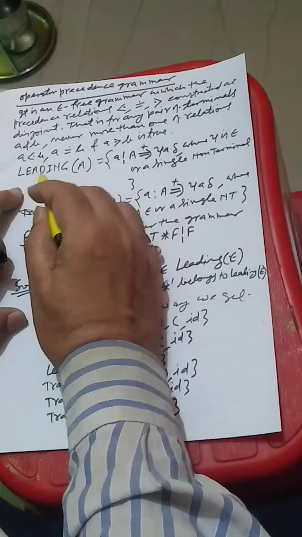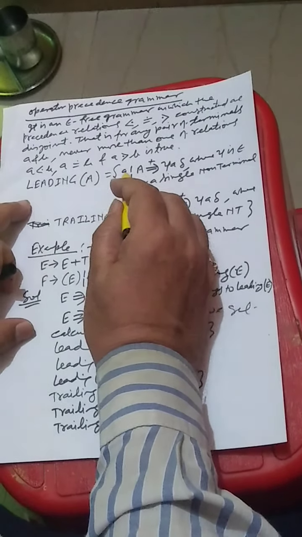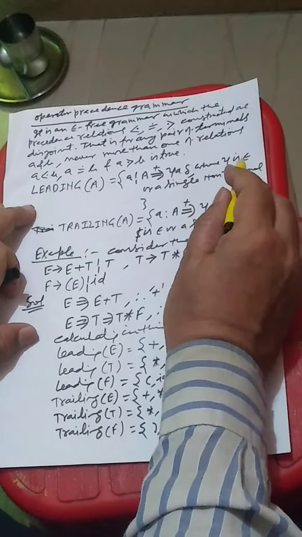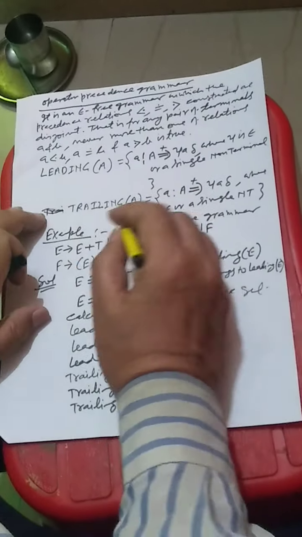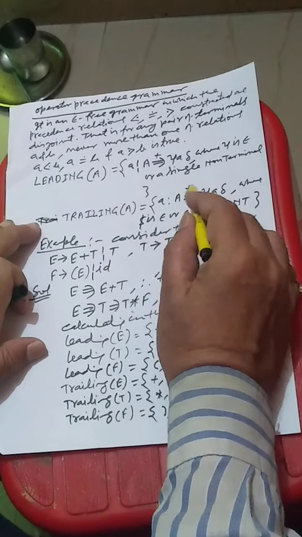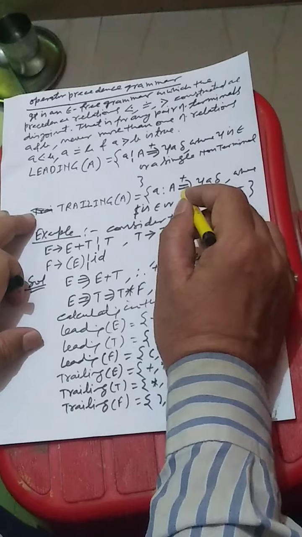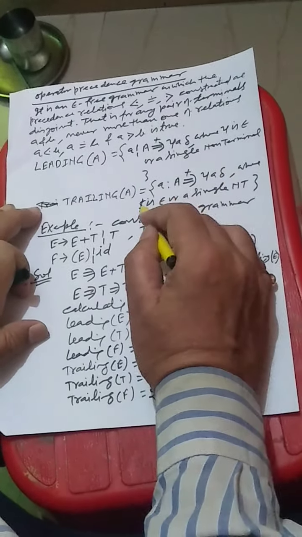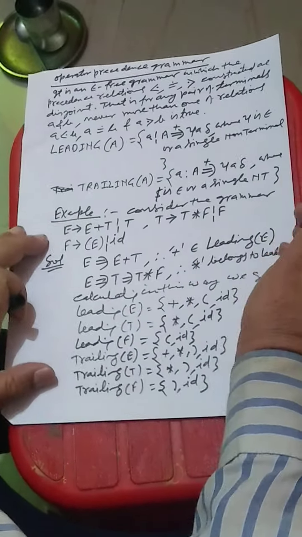Then we will see how to define Leading. Leading of A is the set of terminal symbols a such that A derives gamma a delta, where gamma is epsilon or a single non-terminal. Trailing of A is the set of a such that A derives, where this plus means derives in zero steps or more steps, gamma a delta, where delta is epsilon or a single non-terminal.